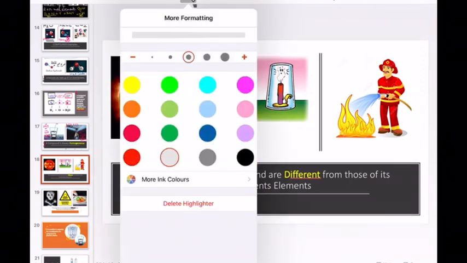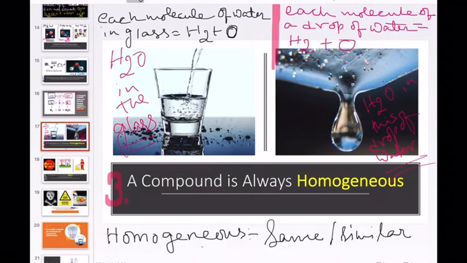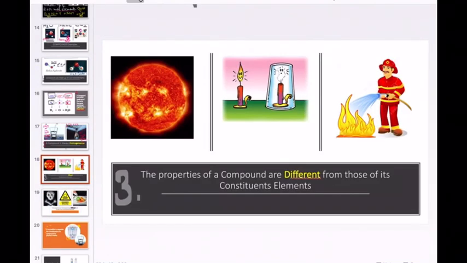Next we move on to point number 4. The property number 4 says, the properties of a compound are different from those of its constituent elements. Understand that.